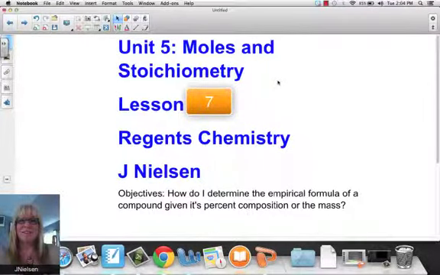Okay, this is moles and stoichiometry, and we've only got one lesson left after this in this unit. In today's lesson, we are going to talk about the difference between empirical formula and molecular formula, and we're going to learn how to determine the empirical formula of a compound given its percent composition or the mass of the elements in grams.